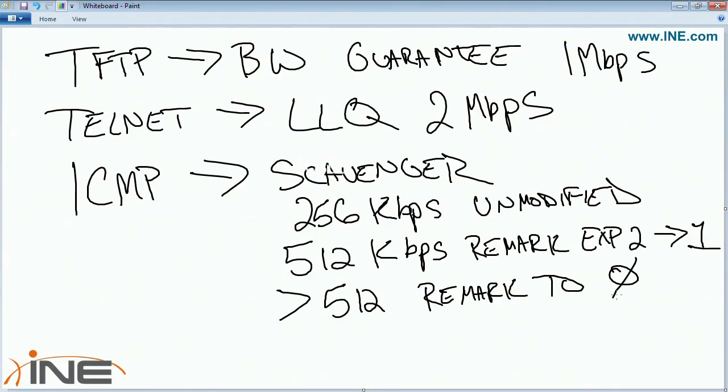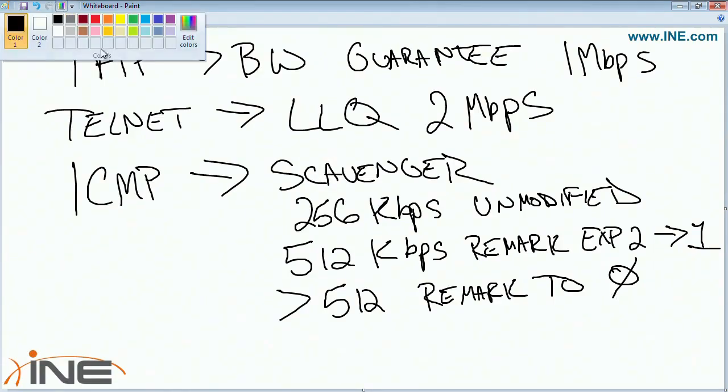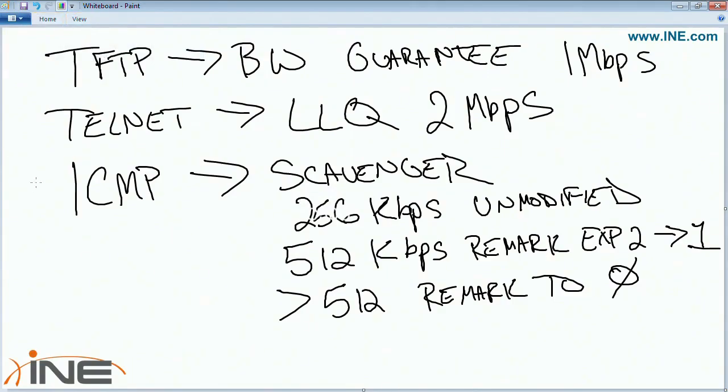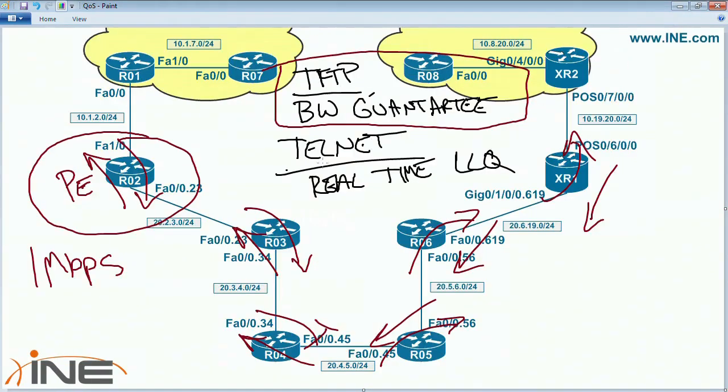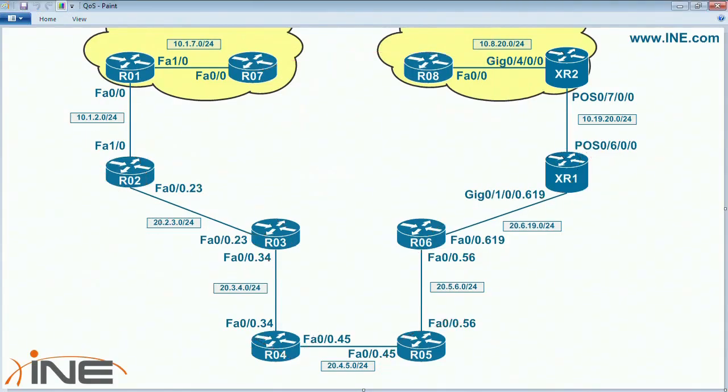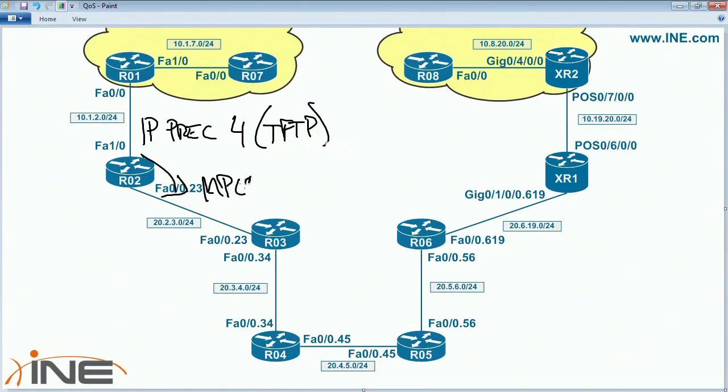So first, let's look at doing the TFTP with the bandwidth guarantee. Again, the experimental bits that we used here were 2, 3, and 4. So TFTP is experimental 4 or precedence 4. Telnet is precedence 3. ICMP is precedence 2. Now again, as the traffic on router 2 is getting imposed, so we're adding the MPLS labels, we have automatically copied IP precedence 4 for the TFTP. We've copied 4 to MPLS experimental 4.